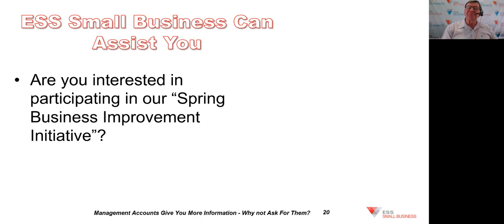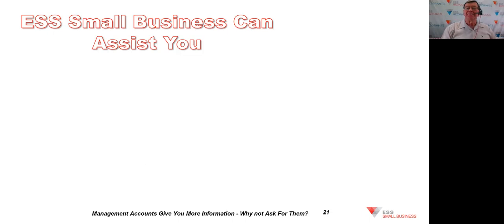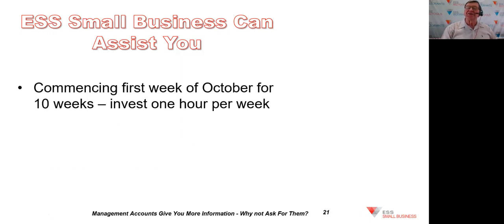We're going to launch a spring business improvement initiative in October, and we are looking for people who might be interested in participating in that. This is going to be a 10-week series based on a Zoom meeting over 60 minutes each week, and take you through a whole series of the key issues that relate to running an improved business operation. Would you be interested? You'd only be investing 1 hour per week and probably another hour to do some reading and follow up, because we'll be sending you material to read and to think about and some questions that you might put to your accountant.